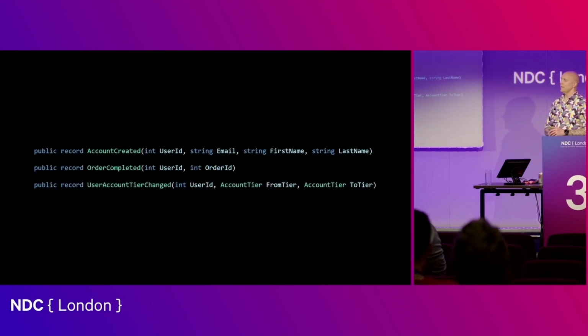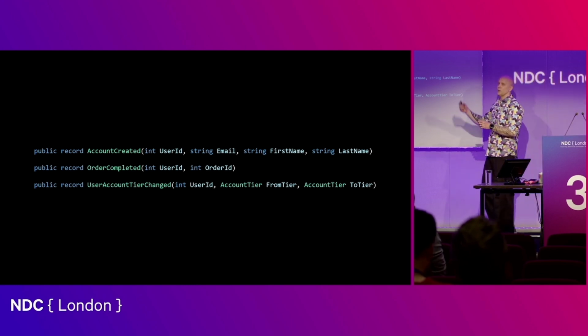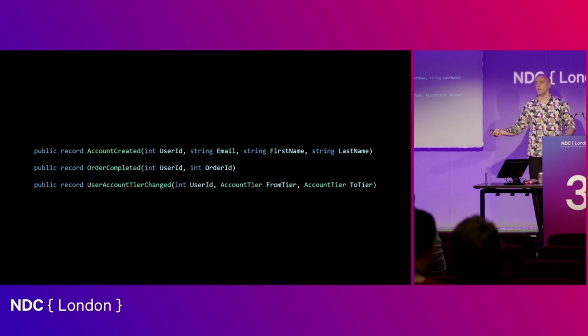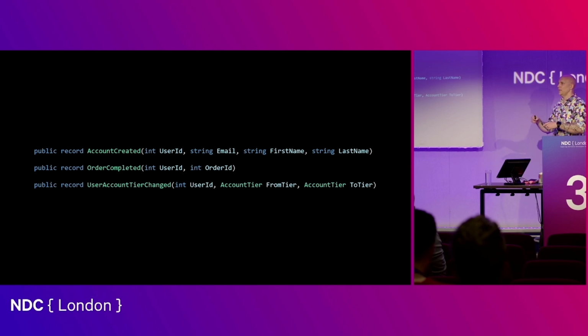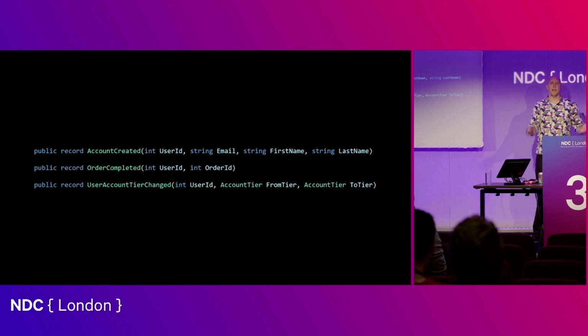So a domain event is something like this. They are events that happen inside your domain. So basically account created, order completed, or user account tier changed events. And whenever something like this happens, when somebody creates an account, you raise this event, the account created event. And initially nobody cares, maybe. Maybe you just raise that event and it goes into the ether and nobody cares, it's fine.